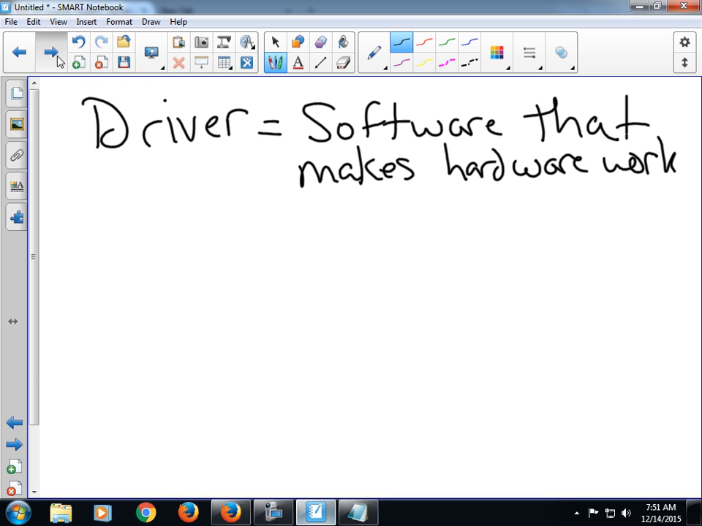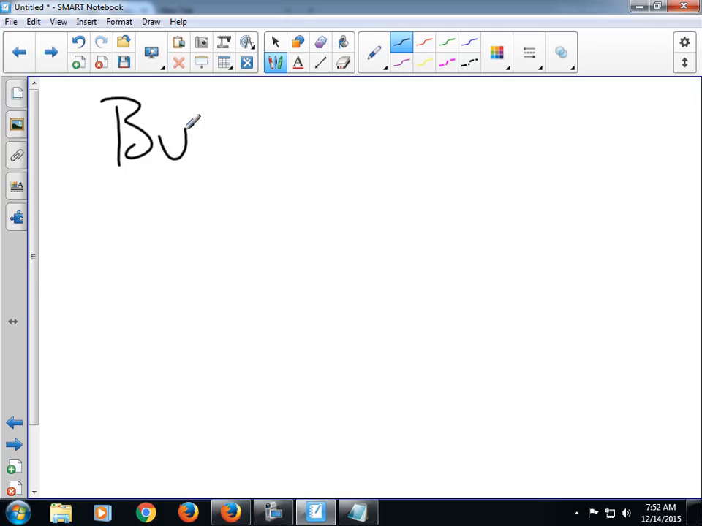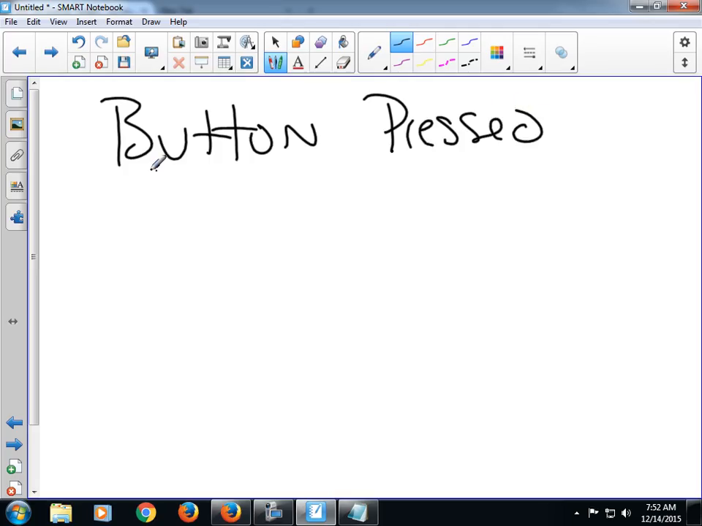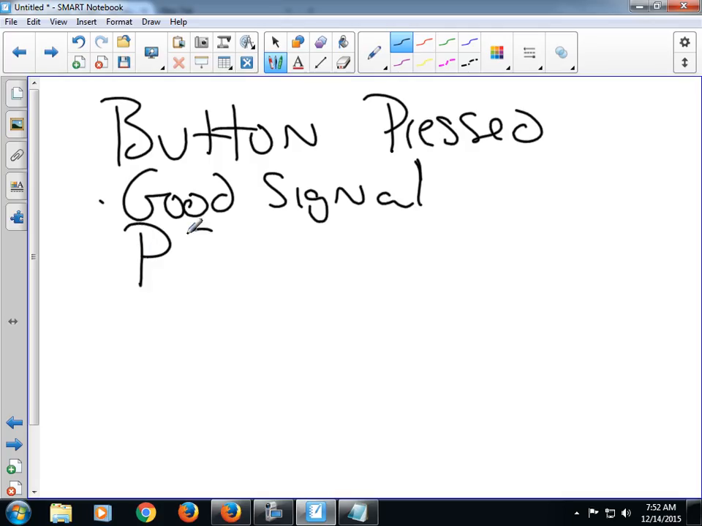Okay, so I've got the button pressed. I won't abbreviate. It does the power check. Okay, we got a good signal. We get the good signal from the PSU and from the motherboard. Okay, and then we do our power on self test. Then what? Okay, then BIOS starts to load.